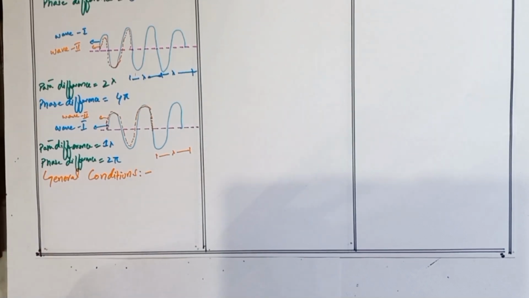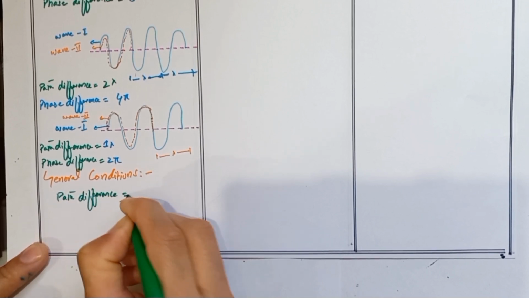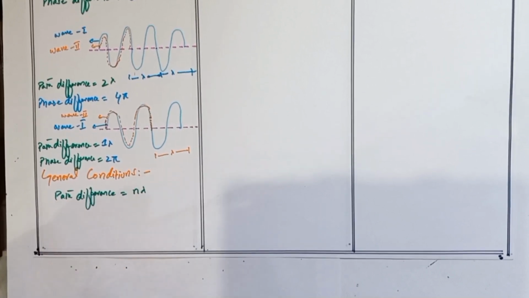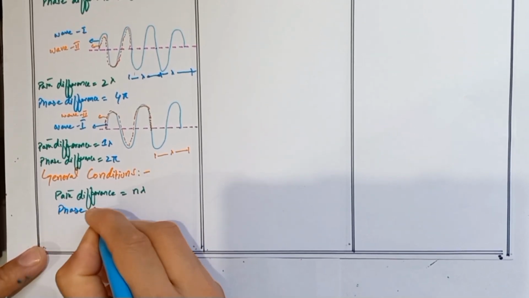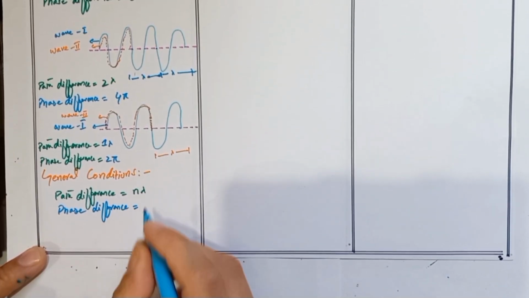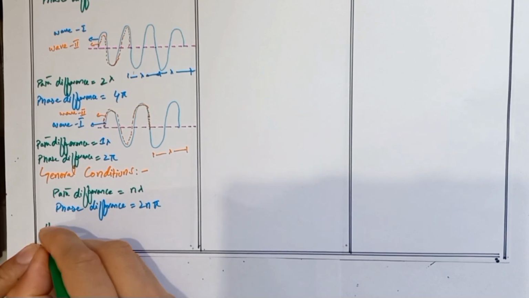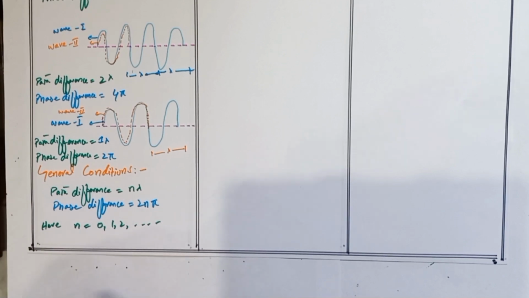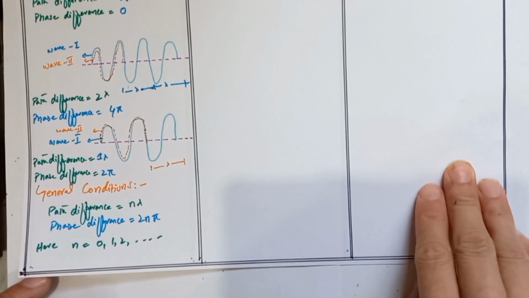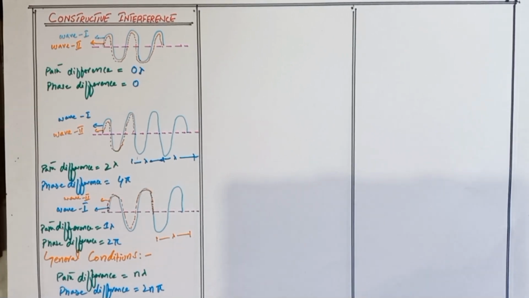So we can write the general condition for constructive interference. The path difference is equal to n lambda and the phase difference is equal to 2n pi. Here n is a whole number: 0, 1, 2 and so on. This is the general condition for constructive interference. We can calculate the path difference and phase difference of the two waves.